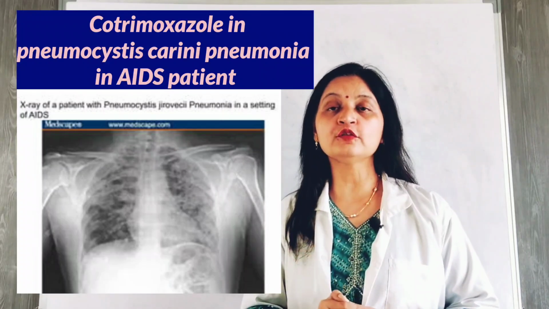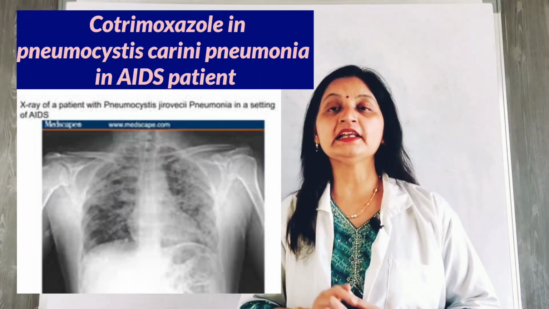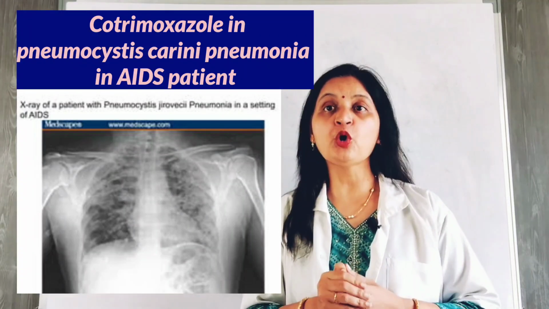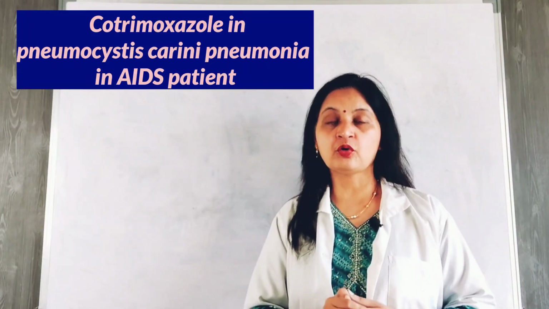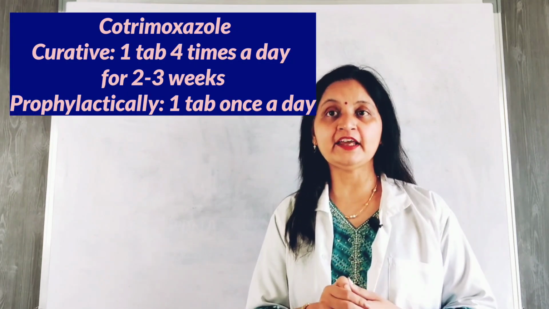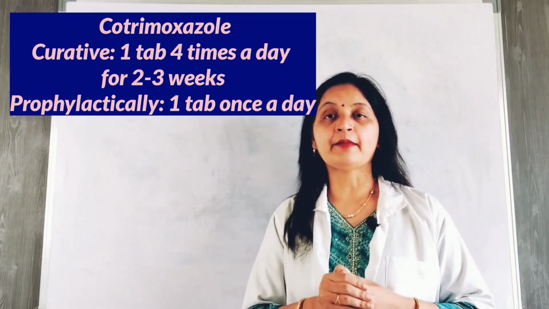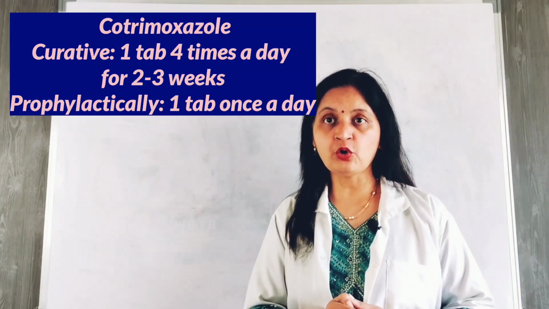It is also useful for the treatment of Pneumocystis carinii pneumonia, particularly in AIDS patients and in immunocompromised individuals. Cotrimoxazole at a dose of 1 tablet 4 times a day for 2 to 3 weeks is effective. It is curative of Pneumocystis carinii pneumonia. It can be used prophylactically at a dose of 1 tablet once a day.